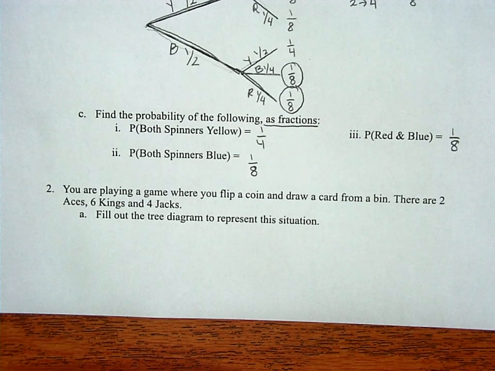Okay, now it says you are playing a game where you flip a coin and draw a card from a bin. There are 2 aces, 6 kings, and 4 jacks. So it looks like in total there's 12 cards to choose from. It's not a whole deck of cards with 52. It's just a coin, and then it's a bin with 12 cards in it. So we need to fill in the tree diagram to represent this situation.